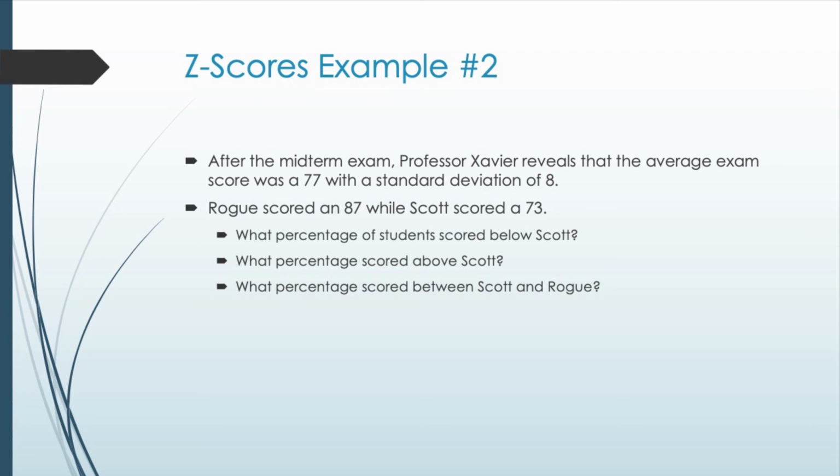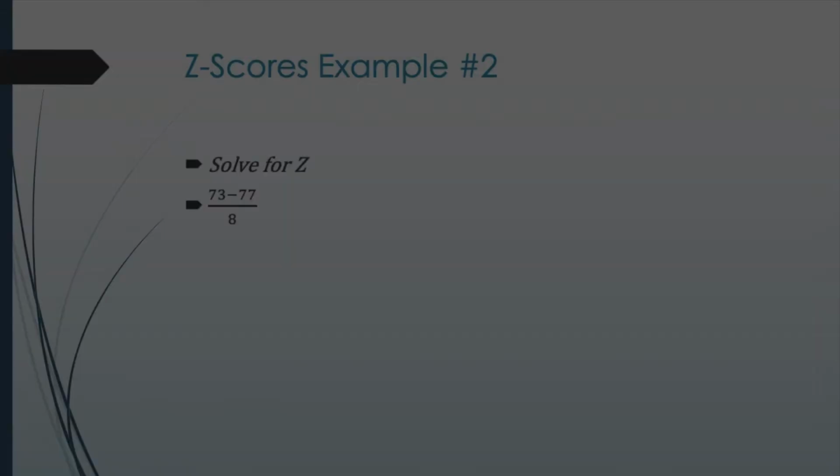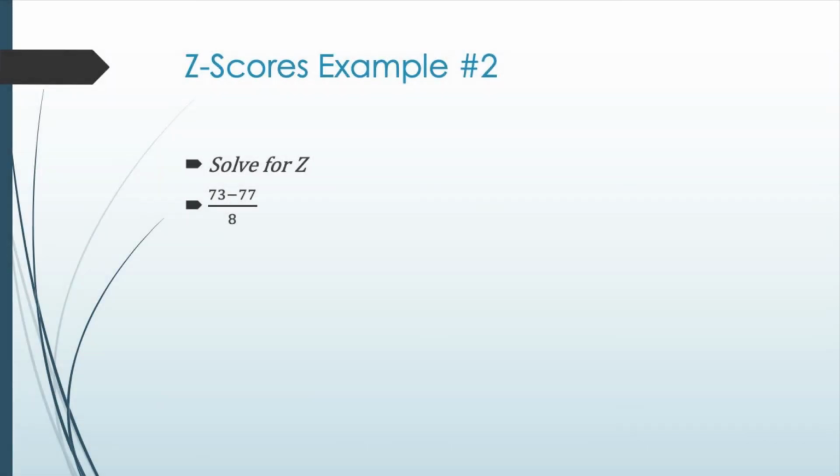So now we want to answer a new set of questions. Some of these are going to be recap, and another one's going to be something that we haven't yet done before. So we're going to answer what percentage of students scored below Scott, what percentage scored above Scott, and then here's our new question. What percentage scored between Scott and Rogue? And after some practice, you'll be able to just dive right into these problems and calculate all of the values that you'll need to answer any potential inference questions associated with z-scores. So we just jump right in.